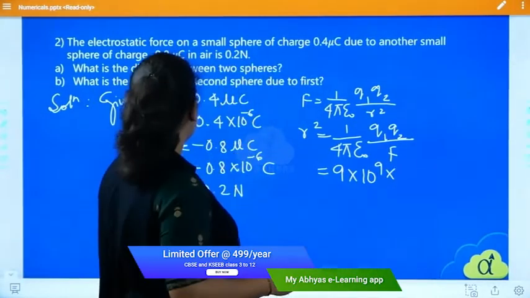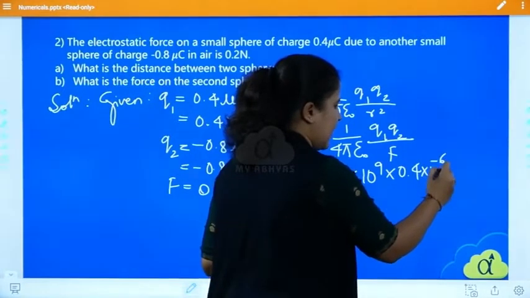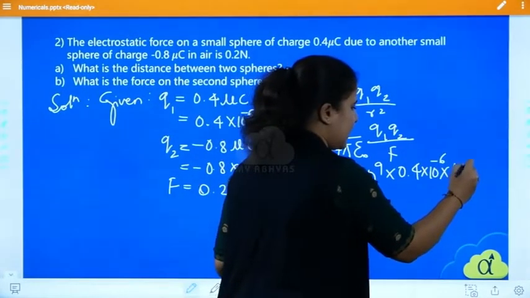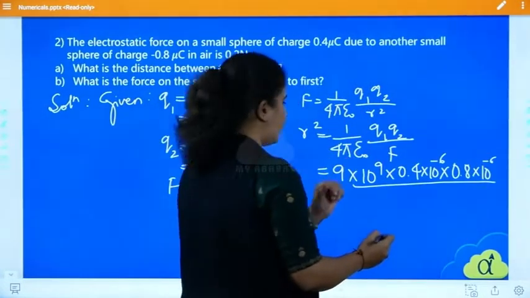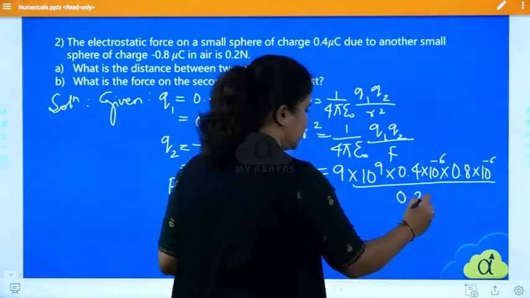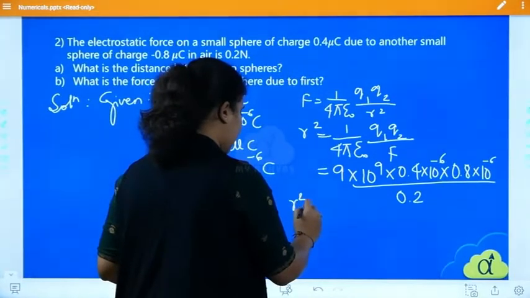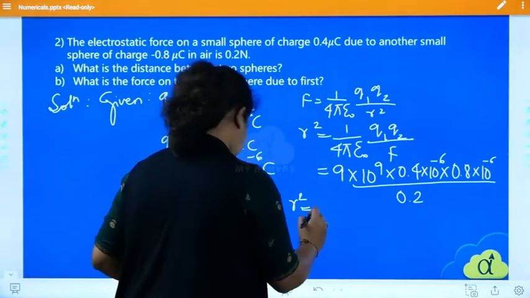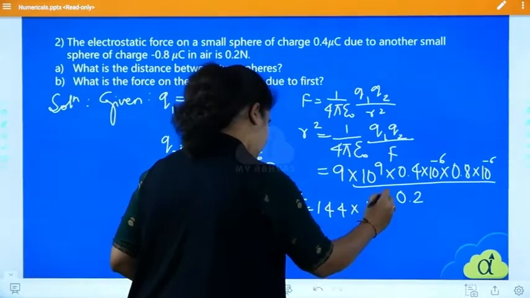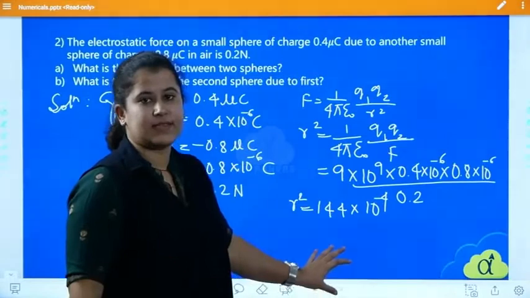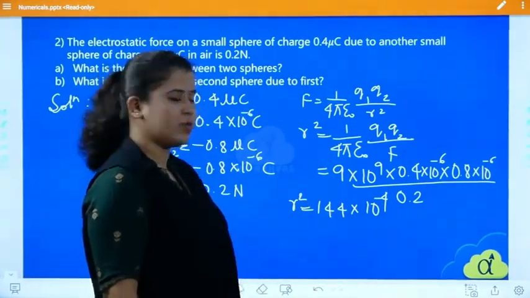And what about Q1? It is 0.4 into 10 raised to minus 6. And Q2 is 0.8 into 10 raised to minus 6, divided by F, the value of F is 0.2 Newton. Clear? So by solving all this, I get the r square value as around 144 into 10 raised to minus 4. So this is the square of the distance. r square is equal to 144 into 10 raised to minus 4.